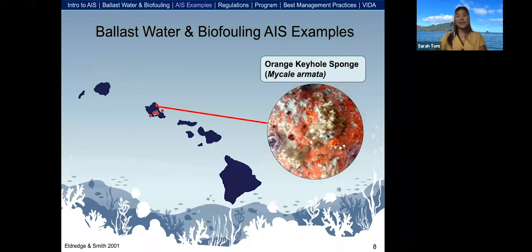Next is the orange keyhole sponge, which is native to Australia, but found in some of the main harbors, such as Honolulu Harbor, Barbers Point, Pearl Harbor, Kaneohe Bay, and Ke'ehi Lagoon. It is most likely introduced unintentionally as fouling on ship hulls, and they compete for space with native sponges and coral species. In Kaneohe Bay, it is found to be overgrowing the coral on patch reefs, especially Porites compressa.